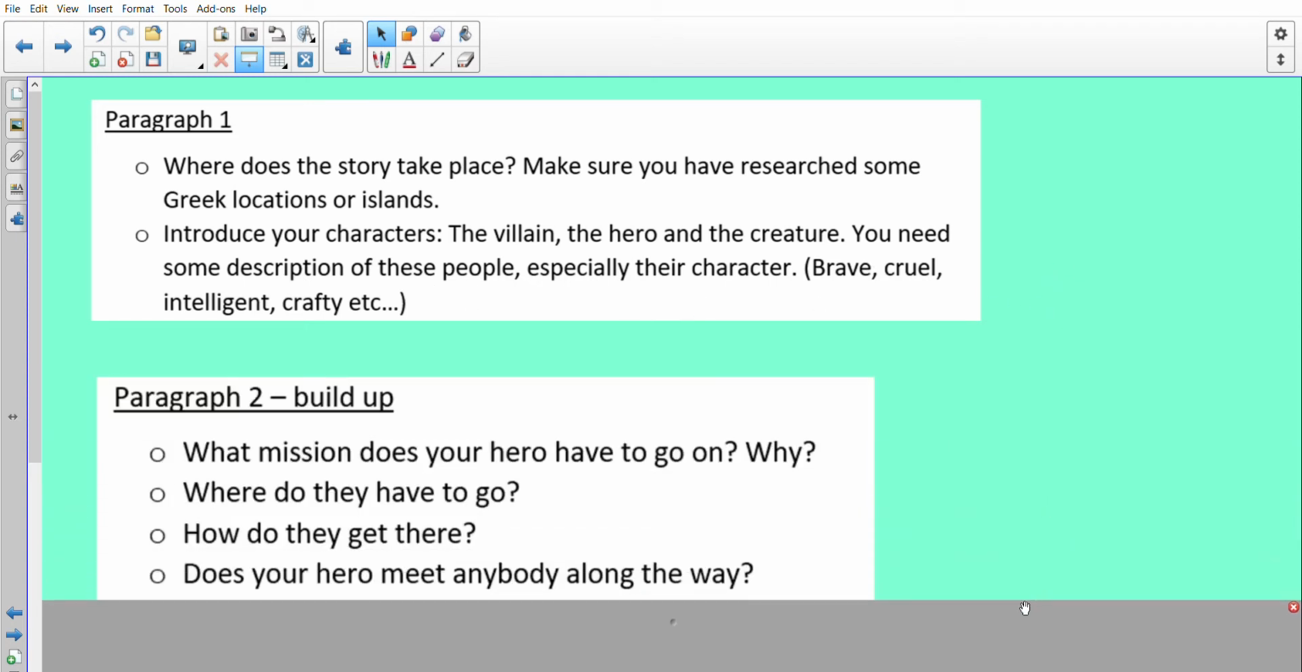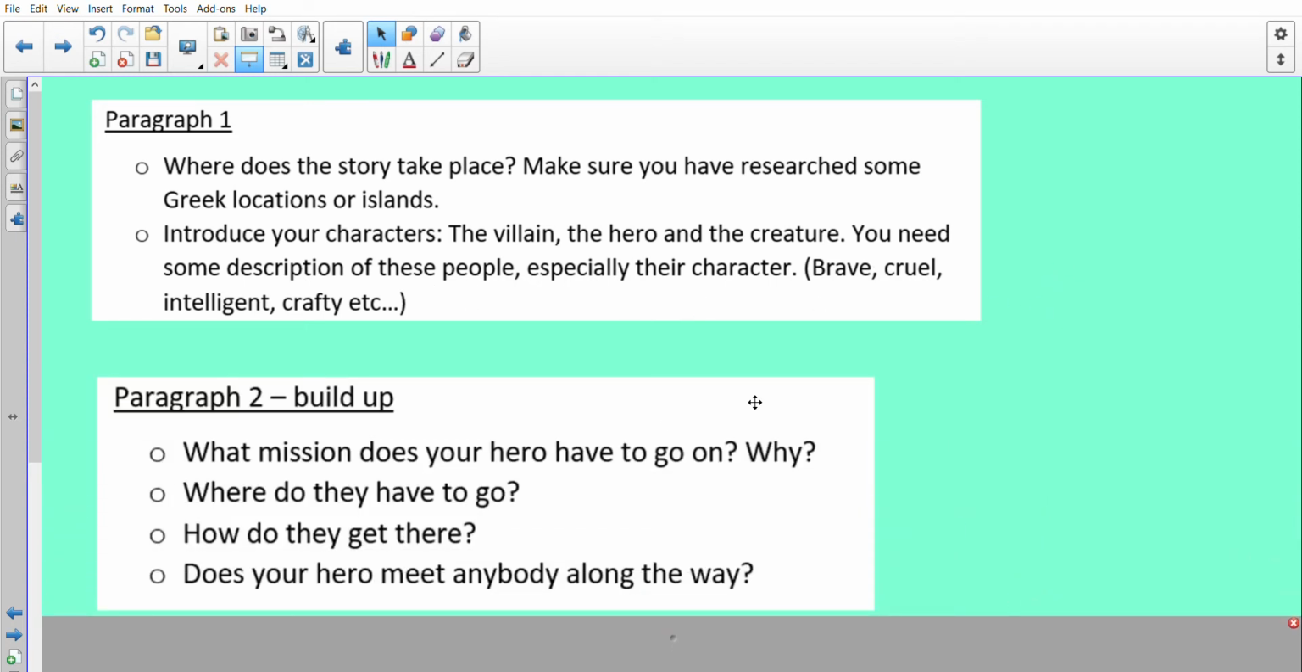And then paragraph 2 will be the build-up to the problem. So what mission does your hero have to go on? Why do they have to go on it? Where do they have to go? How do they get there? Does your hero meet anybody along the way? It's the bit that gets you to where they meet the creature, the monster. That'll be paragraph 3.